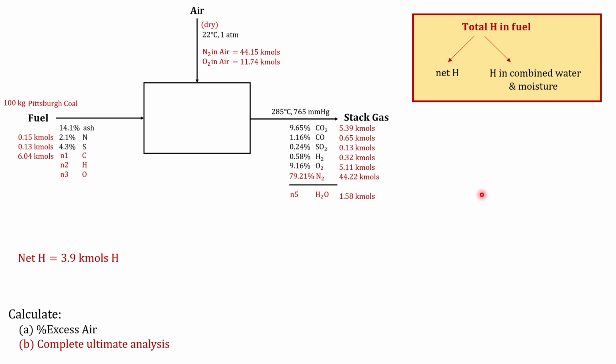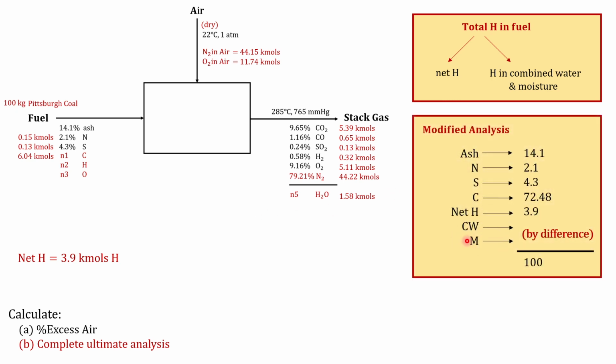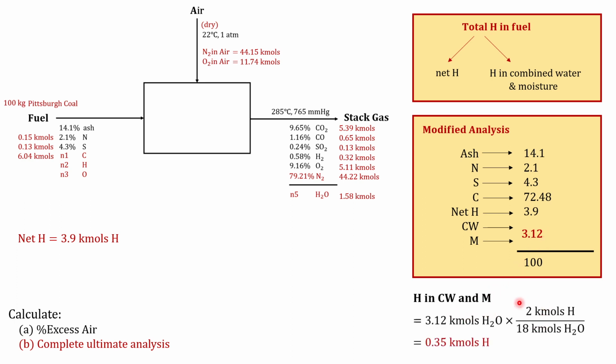Then, we can solve for our total H in the fuel by getting the H in combined water and moisture. But first, we want to know the combined water and moisture using the modified analysis, that is, by difference. So we have 3.12 combined water and moisture. But since that is still in water, we get the H in CW and M using this ratio 2/18. And so we have 0.35 kmoles of H in combined water and moisture.